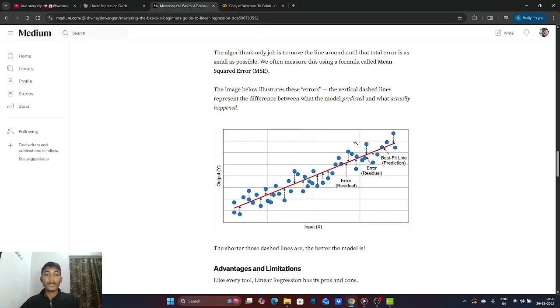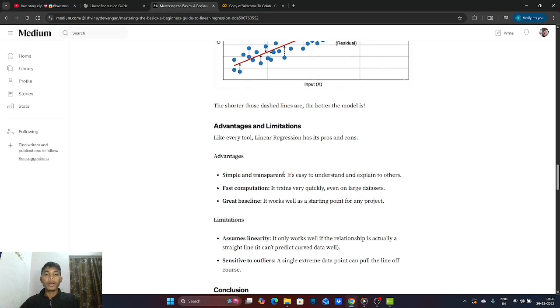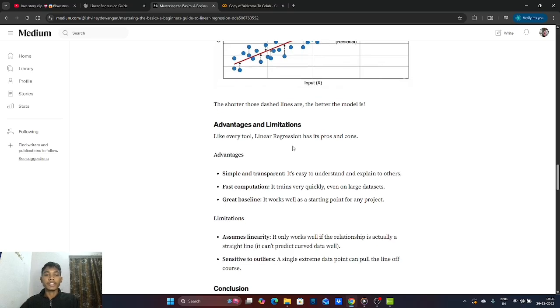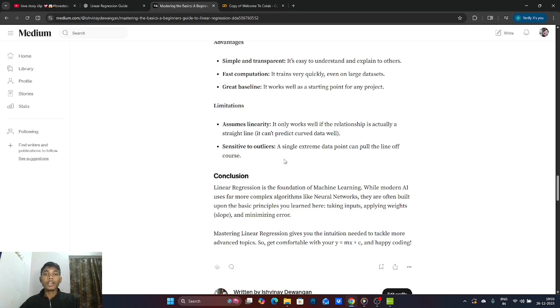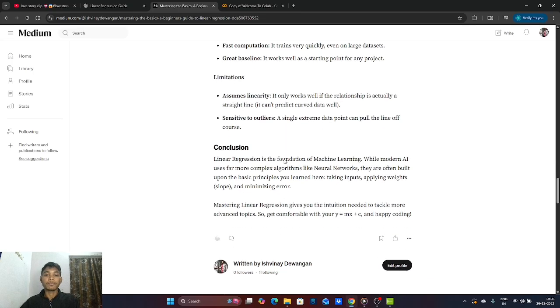So let's know about the advantages and limitations of linear regression. Linear regression is simple and transparent. It is easier to understand. Fast computation. Linear regression is very easy to train, even if the data set is large. Limitation: it only works if the variables have a relation between them.